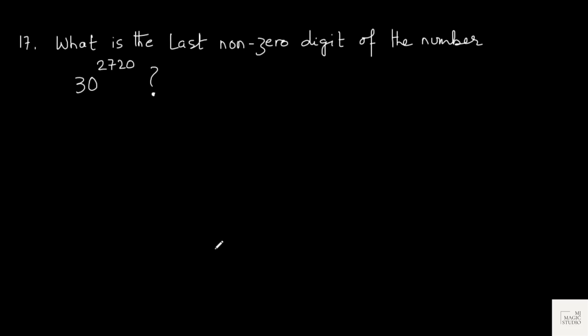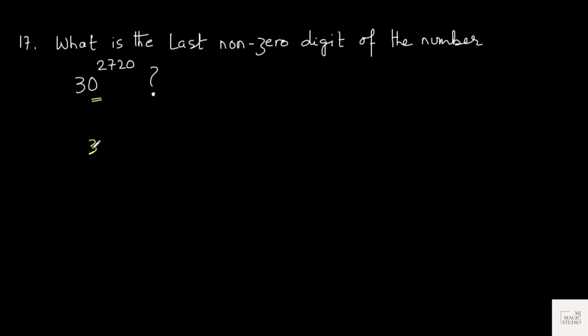So the next question is on your screen. It happens to be there in the CAT examination 2005. Read it, give it a try. Pause the session and give it a try first. So what is the last non-zero digit of the number? Zeros are all because of this 0.